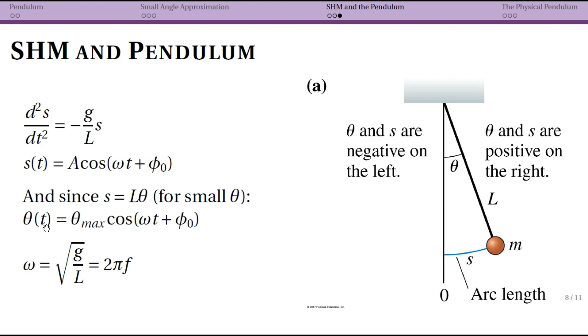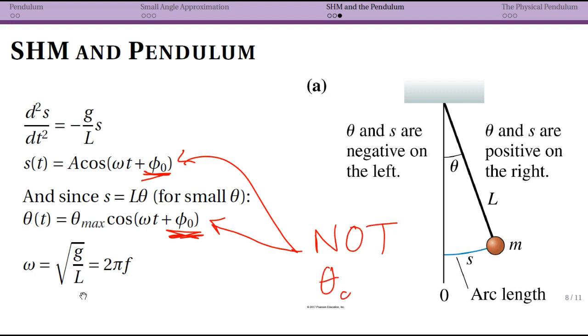Our theta as a function of time still has an amplitude, where now it's theta max, times cosine of omega t plus phi naught. And in this case, omega is the square root of g over L, and we could also write that as 2 pi f. You could also communicate the period, capital T, in terms of g over L. Now there's one thing that's really important here that I want to stress. These are not the same as theta, right? So part of why we've written this as phi naught. This is not your initial angle. This isn't a typo on my part.